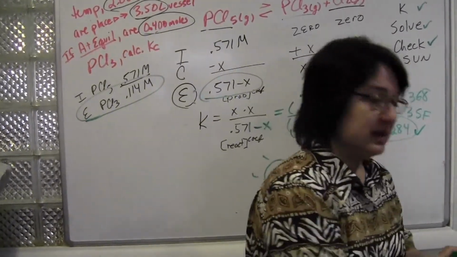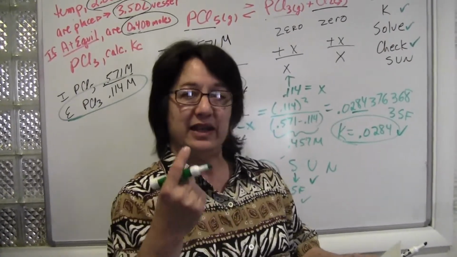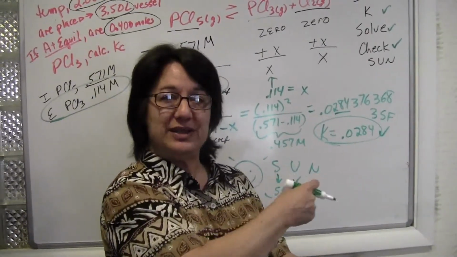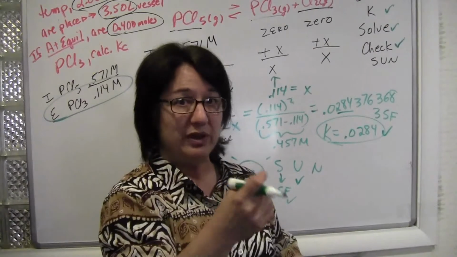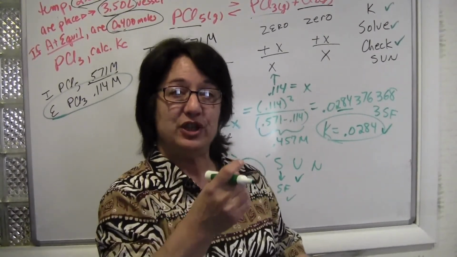All right, so that's our example of an equilibrium problem. Remember, they could ask you for K. They could ask you for any of the concentrations, and they will, I assure you, give you enough information to figure that out. Remember, ICE, K, solve, check, SUN.